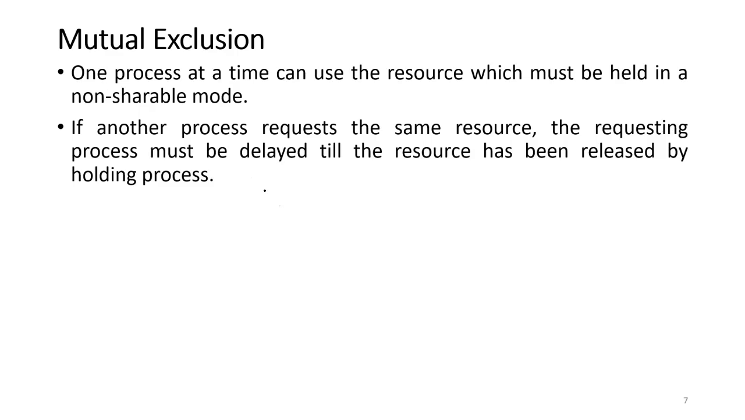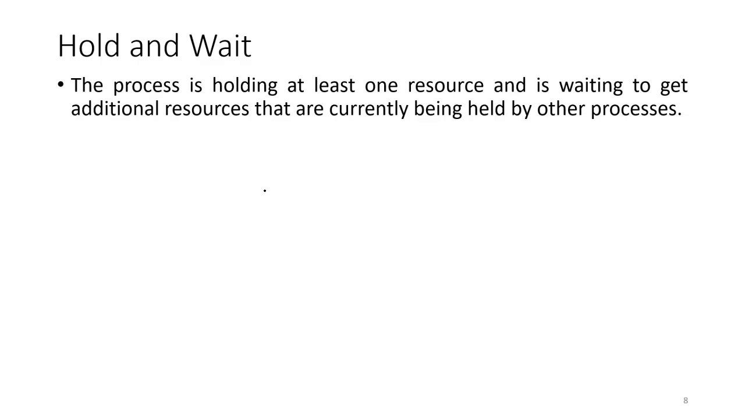Means here you can say if another process requests the same resource, then the requesting process must be delayed till the resource has been released by the holding process. So that we have seen. Then the second condition is hold and wait. The process which is holding at least one resource and is waiting to get additional resources that are currently being held by another process. So that condition is known as hold and wait.